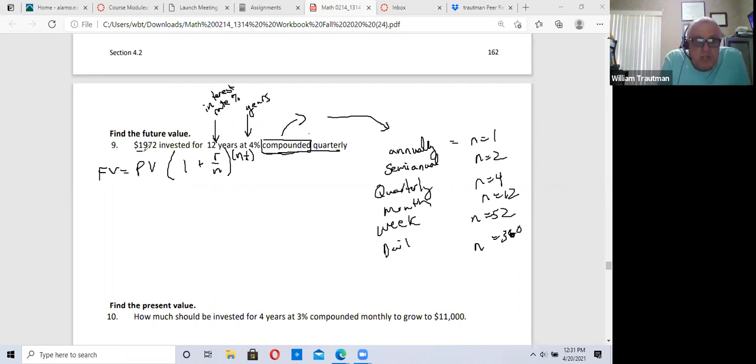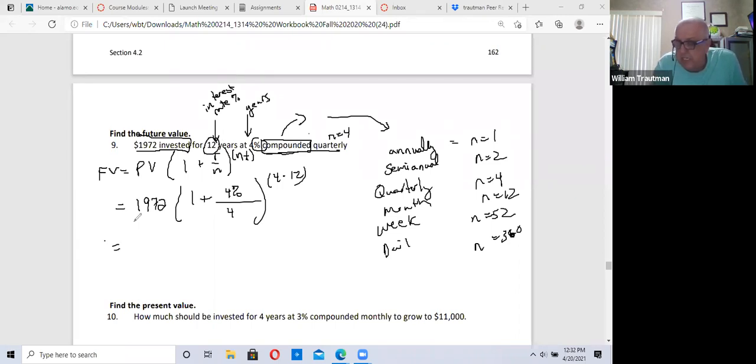It says if we invest $1,972, that's how much you have right now, the present value you're putting in the bank. The interest rate is 4%. N is the number of times compounded; quarterly means n is 4. Raise it to the power n, which is 4, times the number of years, which is 12 years.